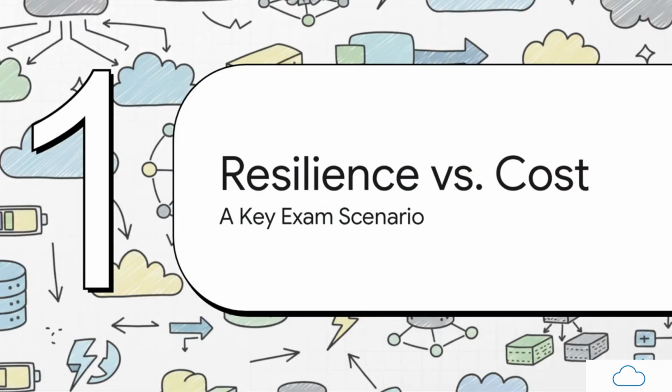Okay, this is one of the most important concepts for the exam, so listen up. AWS can build you an absolutely indestructible fortress, but it's going to cost you. The exam will constantly test your ability to find the sweet spot, the most cost-effective solution that still meets the requirements. This means you're often looking for the good enough solution, not always the perfect one.